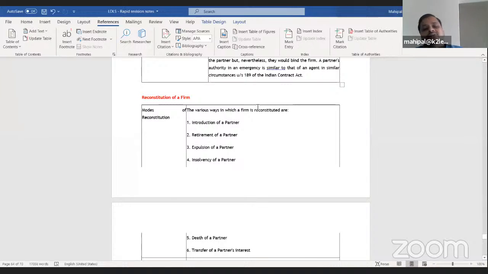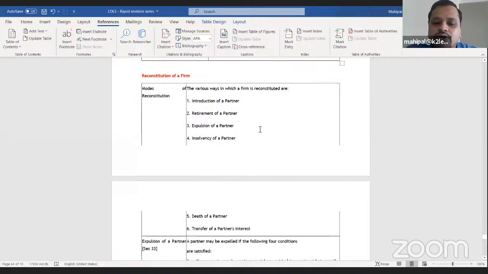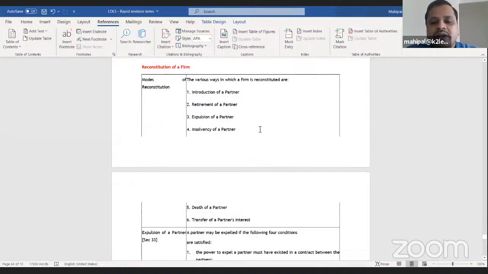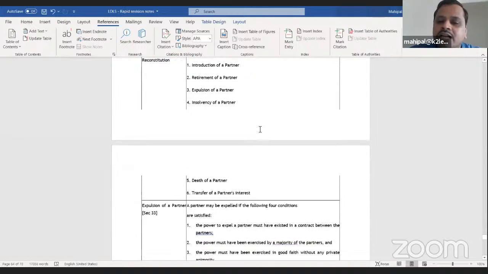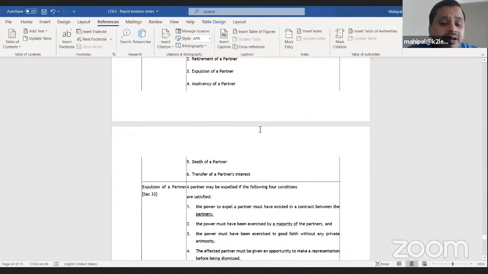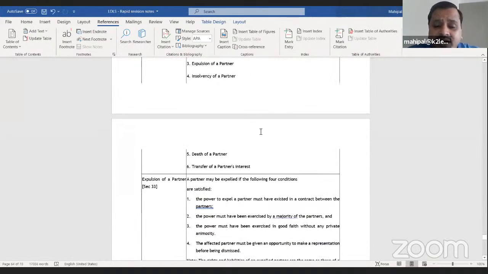Reconstitution of a firm. The term reconstitution means to say the relationship between the partners have changed, but the firm is carrying on. This reconstitution can happen in case of introduction of a partner, which is incoming partner, outgoing partner, expulsion of a partner, insolvency of a partner, death of a partner, and transfer of partner's interest.